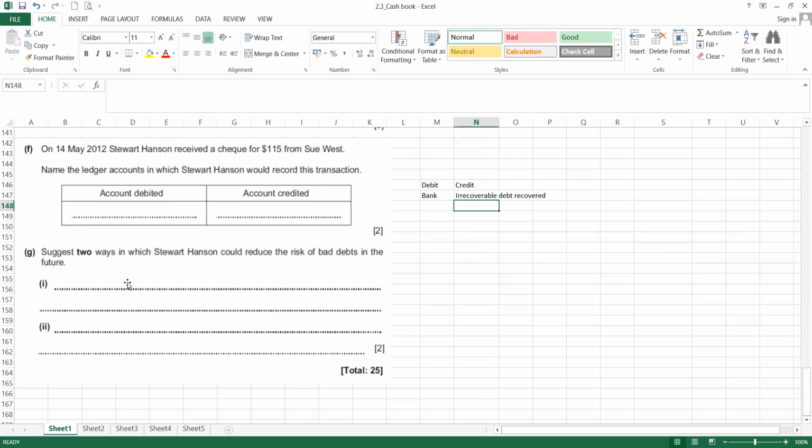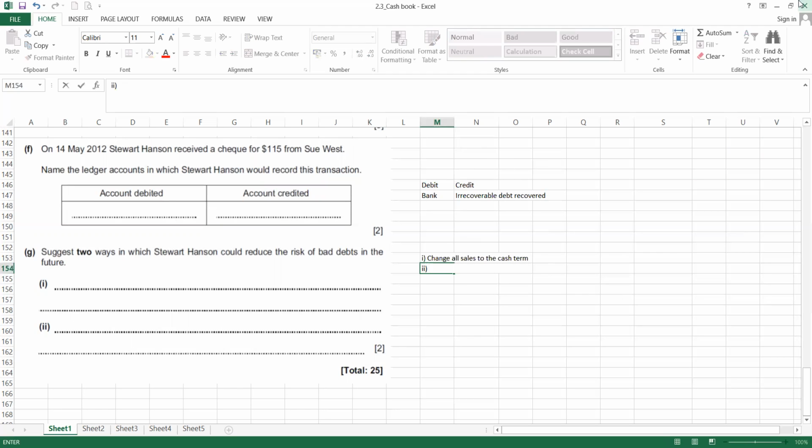Next is G. Suggest 2 ways in which Steve Hansen could reduce the risk of irrecoverable debt in the future. How do we make sure customers will pay us on time, or how do you make sure the business won't have bad debt? One of the easier ways: change all sales to cash terms. That means immediately get the money. That is an easier way. Other than that, what else?